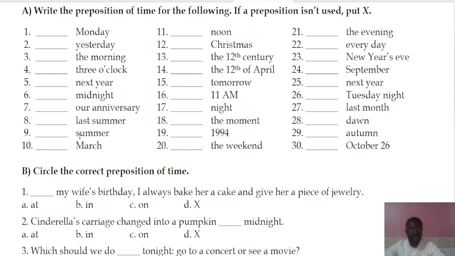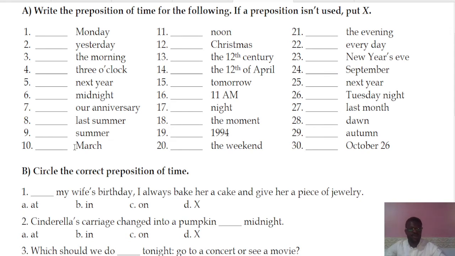Then number 9, we've got summer, winter, fall, autumn. All these are called seasons of the year. So when we're talking about the seasons of the year, we use what? We use in summer, in winter, in fall, in autumn, and all that. So what about number 10, when we talk about the month of the year? We've got 12 months in a year.